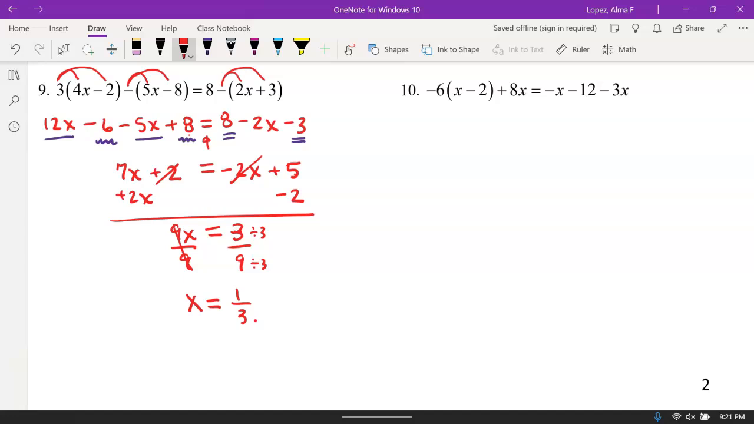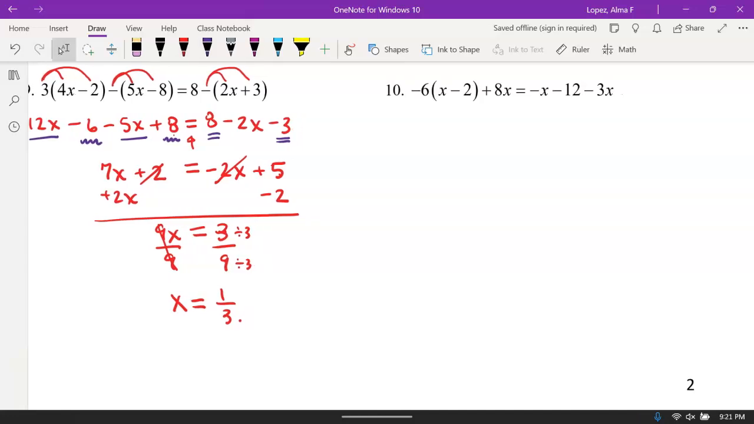Let's go to number 10. If you want to, stop the video so you can clean it up on your own first. Here, I'm going to distribute the negative 6 times x is a negative 6x. Negative 6 times negative 2 is a plus 12, plus 8x. On the other side, I can go ahead and combine like terms. I'll do it in the next step so I can do it all at once.